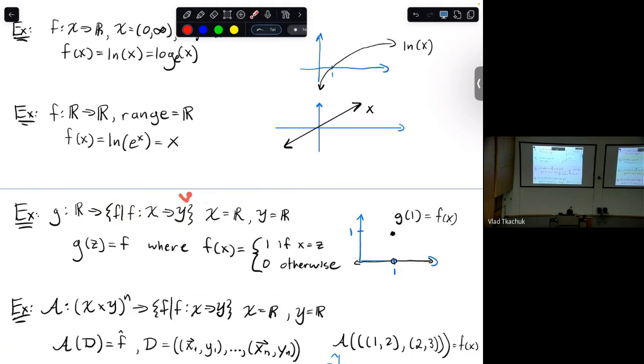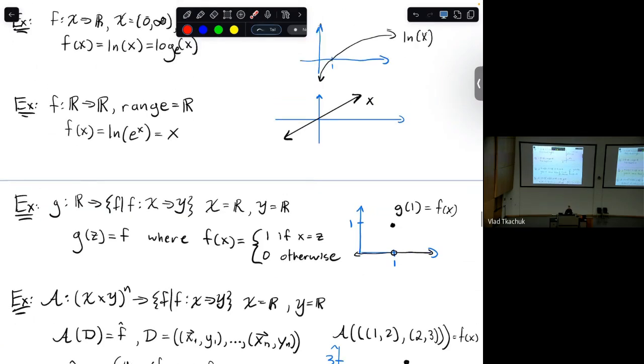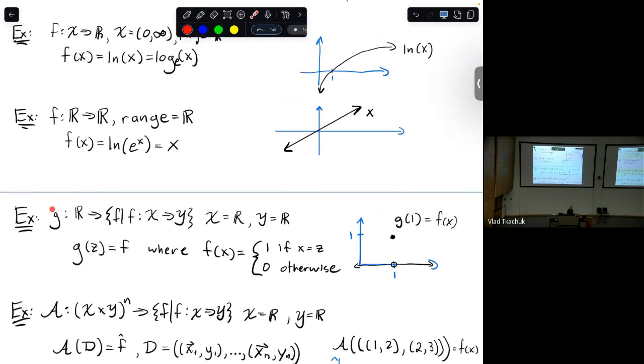Maybe I should write something like f of x is equal to w x, where w is an element of the real numbers. So this would be like all lines, something like that. Okay, so let's look at the example here. What's an example of a function that maps real numbers to functions? Well, I can define anything.